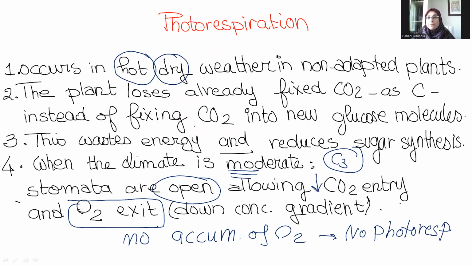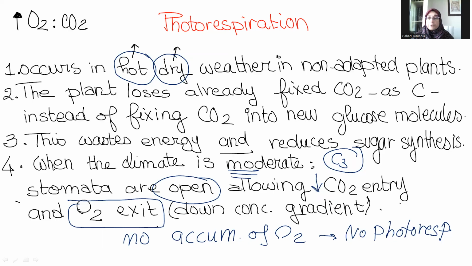Okay, now I've added a few slides only to show you. This slide is important because it shows you why Rubisco does this. We said that Rubisco does this because sometimes there is an elevation in the oxygen to carbon dioxide ratio. Why would this elevation in the ratio occur in hot, dry weather?